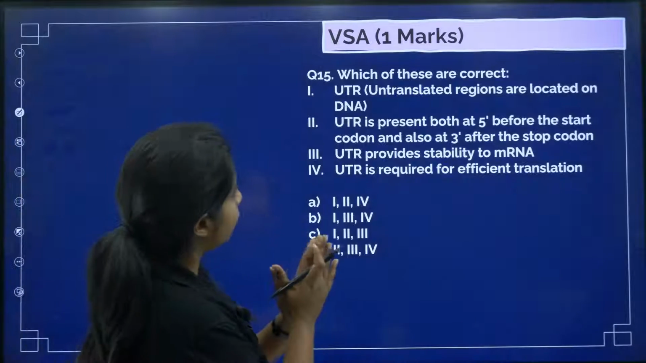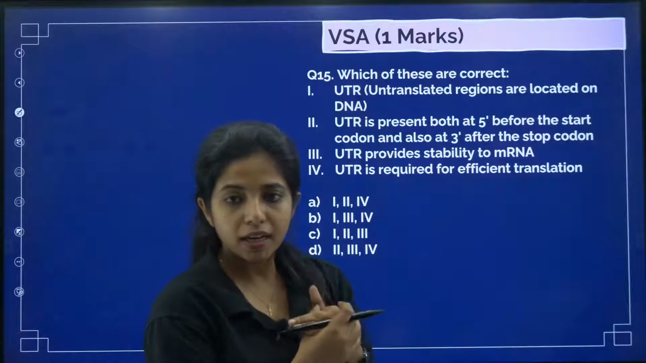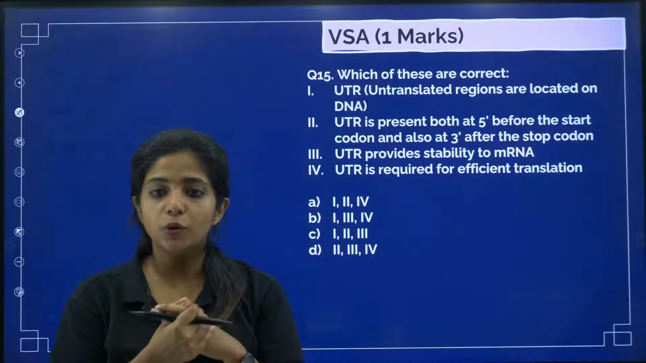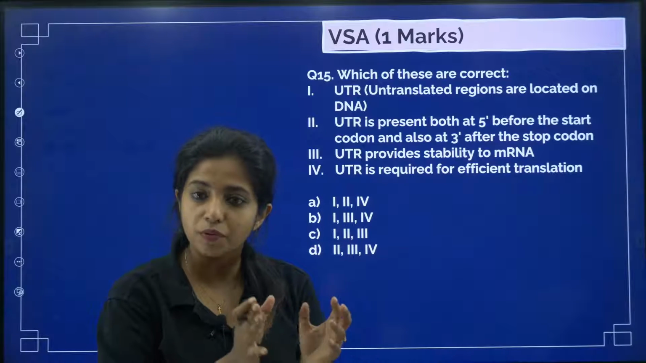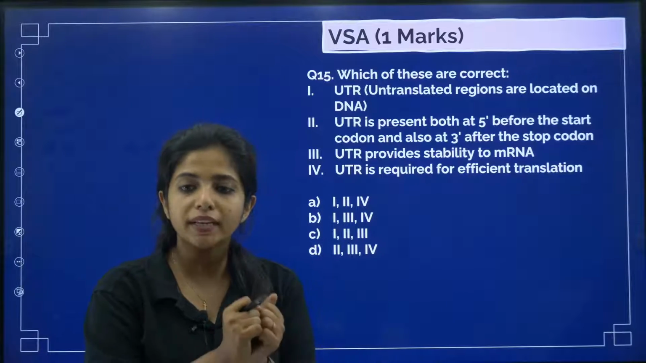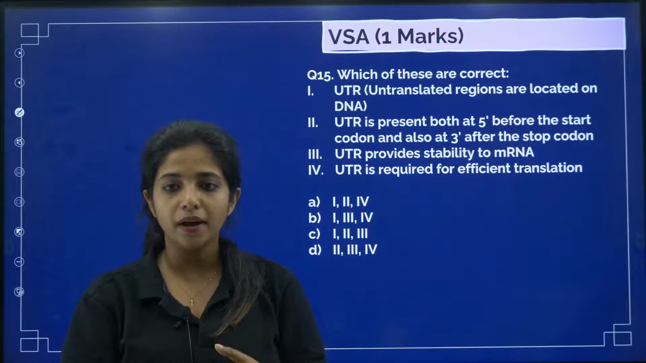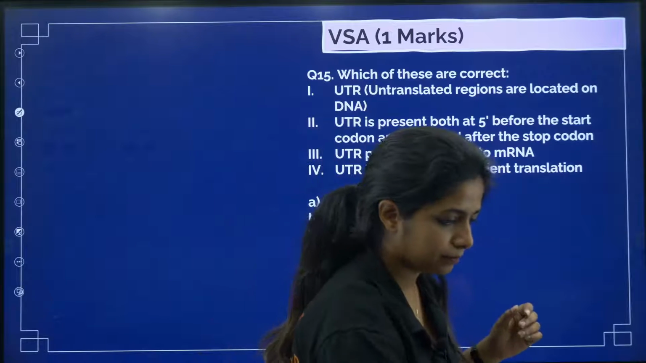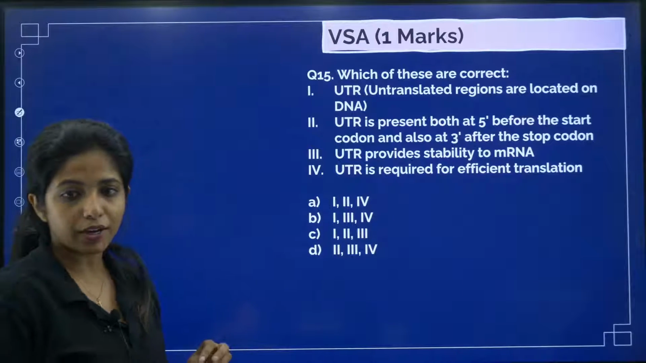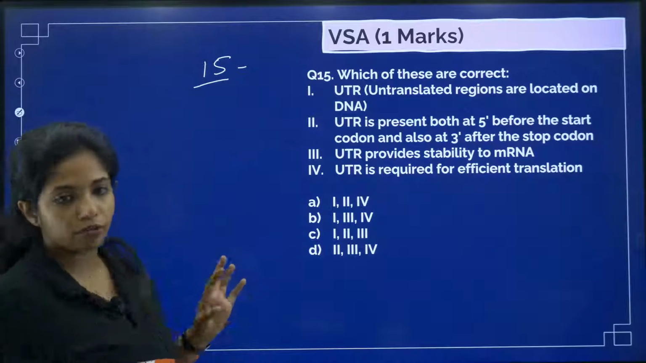Next question, 15. Which of these are correct? UTR, untranslated regions, are located on the DNA. Second, UTR is present both at 5' before the start codon and also at 3' after the stop codon. UTR provides stability to mRNA. UTR is required for efficient translation. Can you tell me the answer? Please answer like this: 15, A, B, C, D, whatever you want to say.